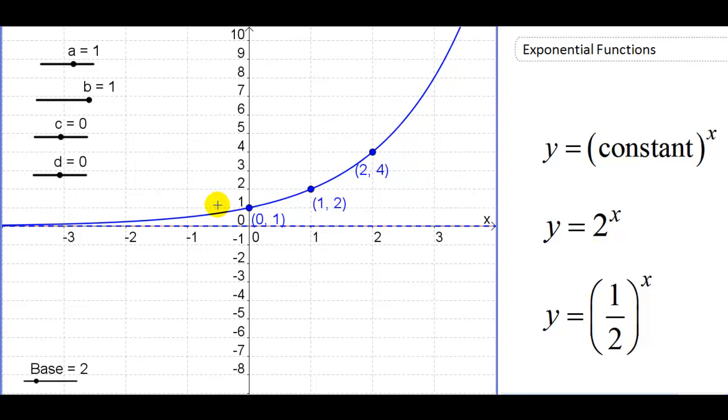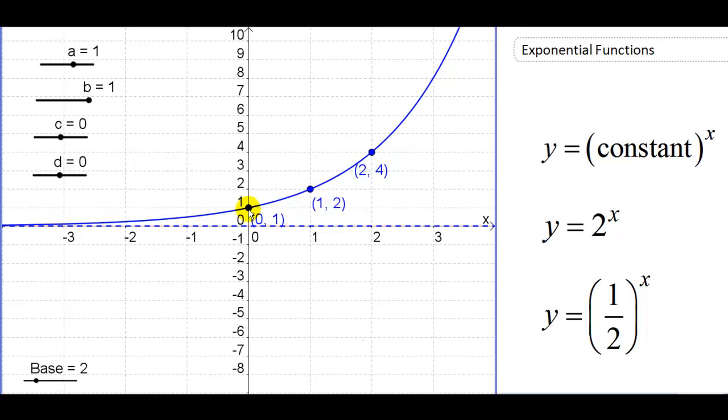Notice it is an increasing function, so we get this basic shape of the graph. It comes along here, it increases and goes up. So the parent graph of y equals 2 to the x is an increasing function. It goes through the key point (0, 1). And it also has one other interesting characteristic, and that is it has a horizontal asymptote.